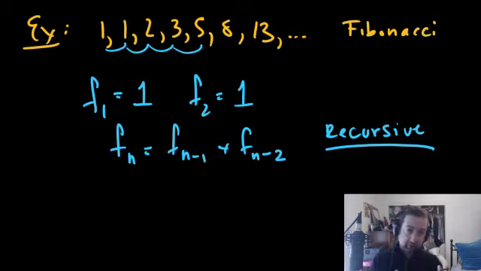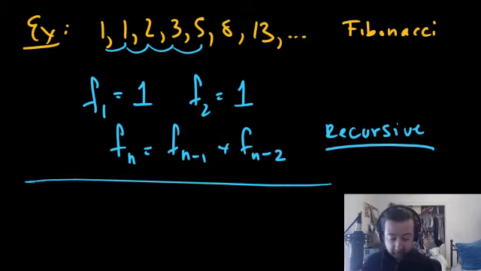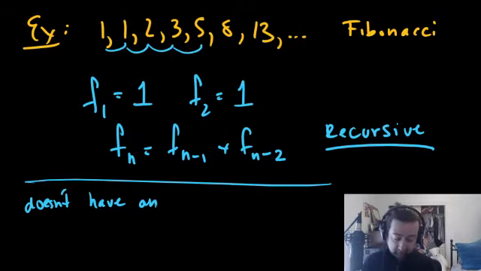This is a recursive sequence as opposed to an explicit sequence, because if I say to you, find me the thousandth Fibonacci number, you have nowhere to plug a formula in. You actually have to calculate 999 previous Fibonacci numbers to get the 1000th one. Okay. And this does not have an easy explicit formula.